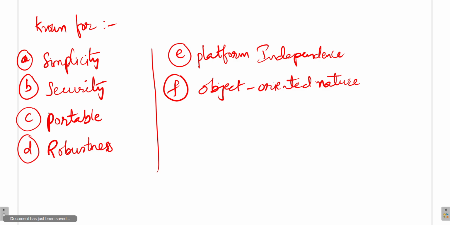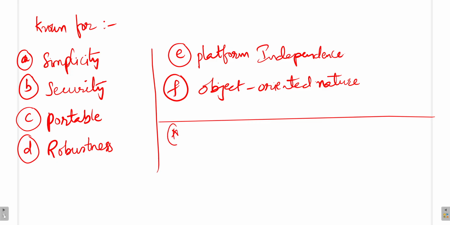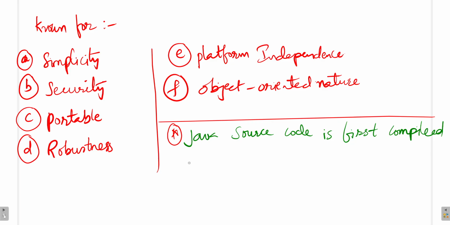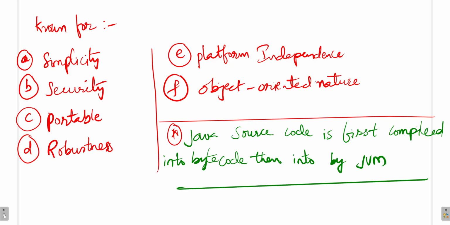Now we'll go into the next one. You have to understand one important point here to be noted: Java source code is first compiled into bytecode and then interpreted by the JVM. So this point you have to understand.